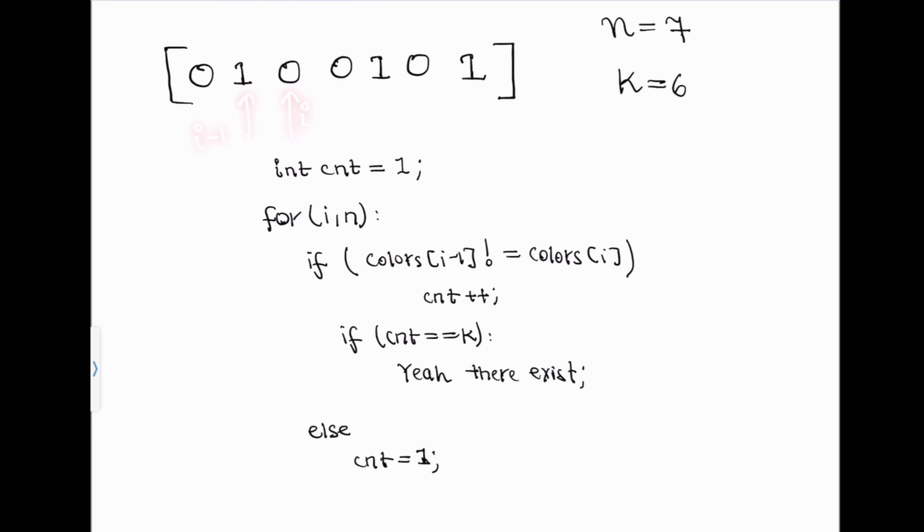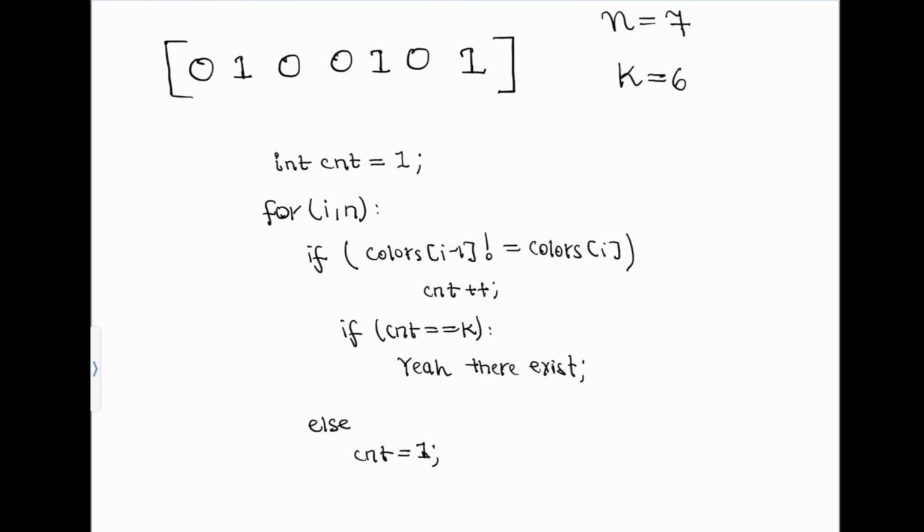Now, colors of i is again not equal to colors of i minus 1. Again, we will increment the count. So when the index i is over here, the count becomes equal to 3. And in case the value of k was 3, we would have simply said, yes, there exists an alternating subarray of size k. However, the value of k is not equal to 3. The value of k that we have got is equal to 6.